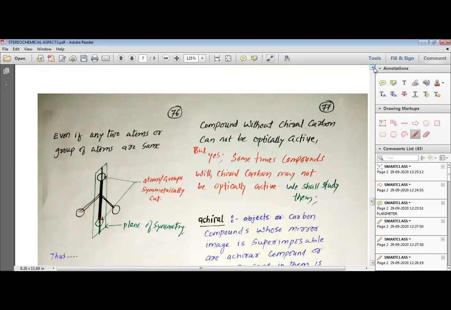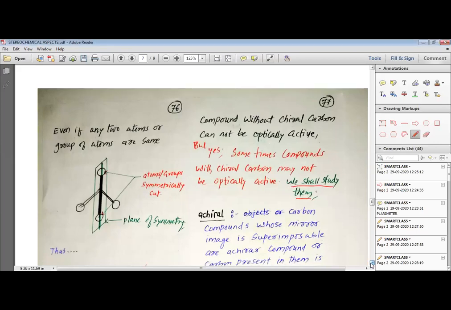But my dear students, it is never necessary, or it is never sure, that if a compound has chiral carbon, it is going to be optically active. No. If a compound has chiral carbon, there is no surety that the compound is optically active. A compound without chiral carbon cannot be optically active. But yes, sometimes compounds with chiral carbon may not be optically active. We shall study them later. Let's move forward.